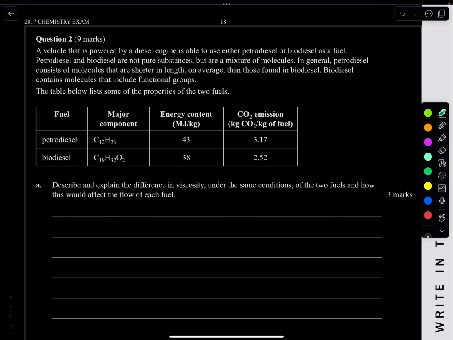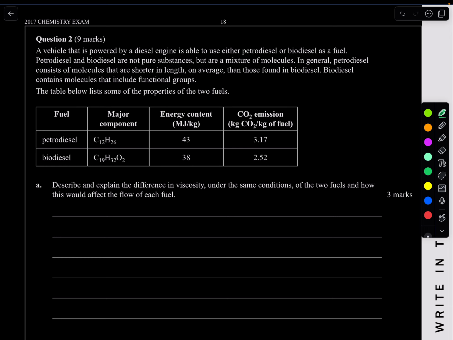Question 2. A vehicle that is powered by a diesel engine is able to use either petrodiesel or biodiesel as a fuel. Petrodiesel and biodiesel are not pure substances, but are a mixture of molecules. In general, petrodiesel consists of molecules that are shorter in length on average than those found in biodiesel. Biodiesel contains molecules that include functional groups. The table below lists some of the properties of the two fuels. We have both petrodiesel and biodiesel, the major components, that's the formula, and the energy content and the CO2 emissions.